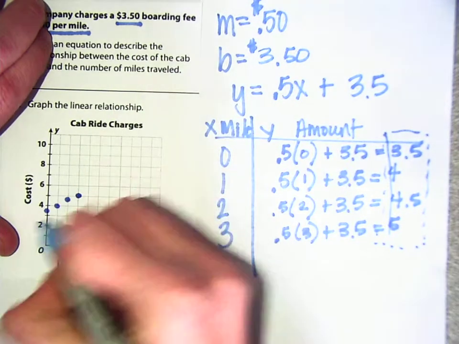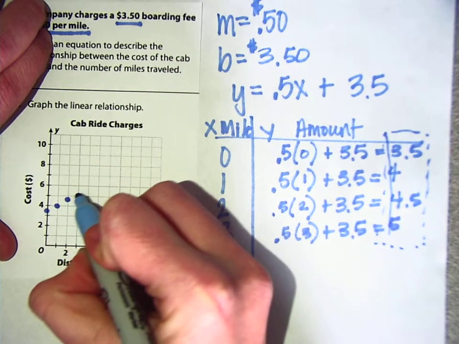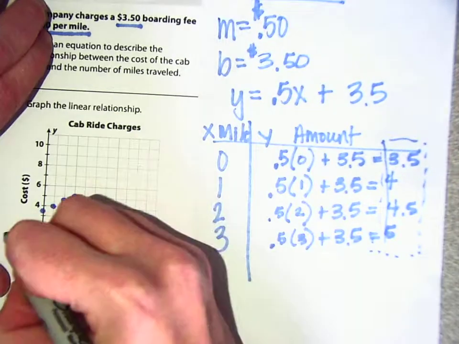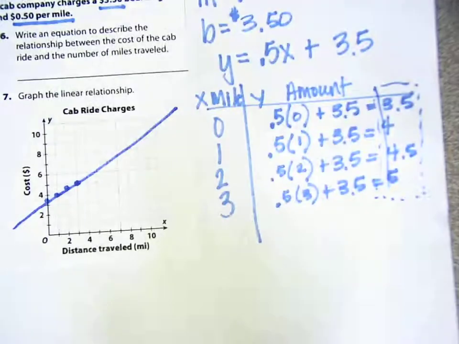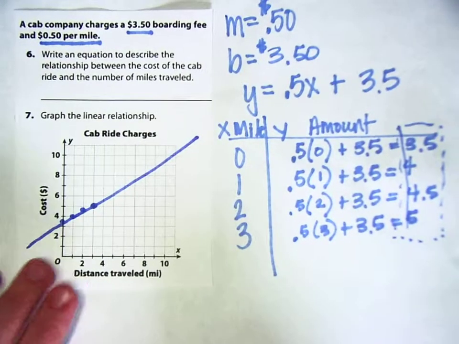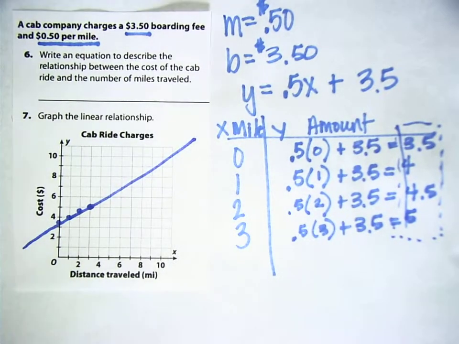And if you were to draw a line through these, you would see that they would go in a straight line. That shows us the linear relationship that it's got. And I know my line isn't perfect, but the idea is there. Okay? And so that's how you write and graph using y equals mx plus b. Hope this helps you on your homework.